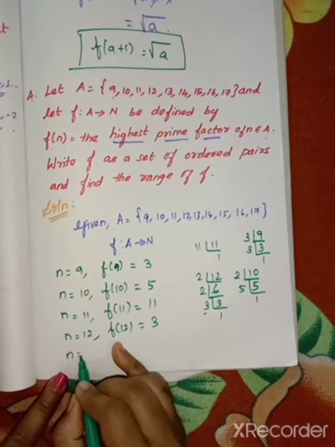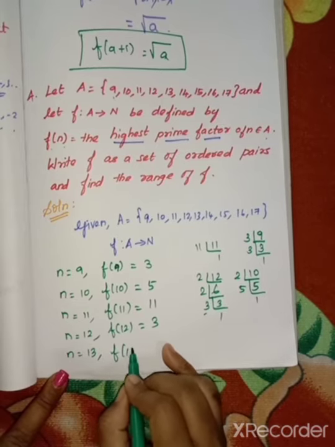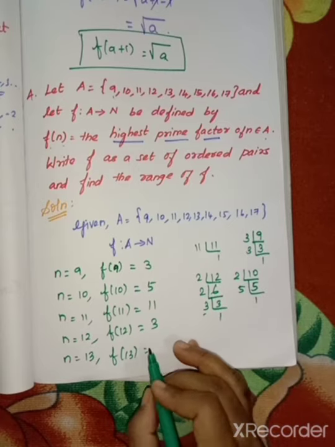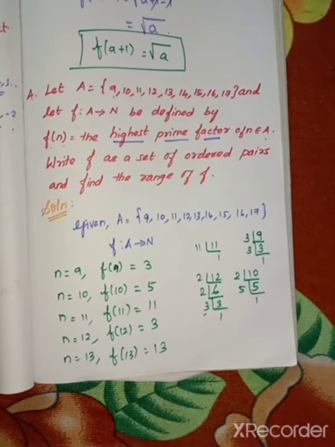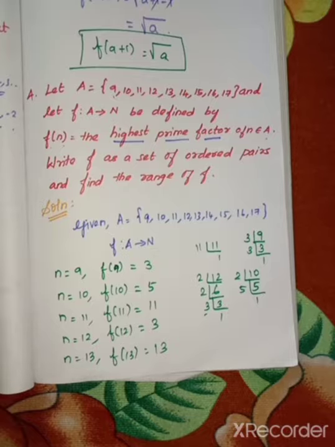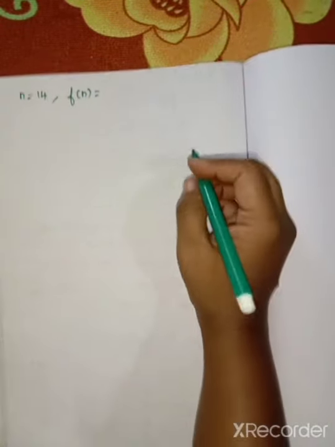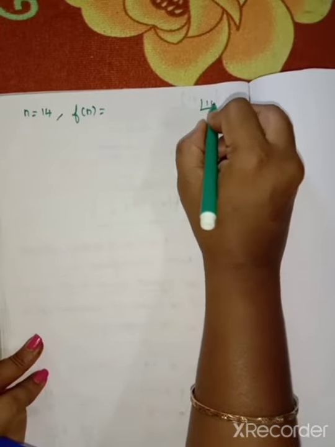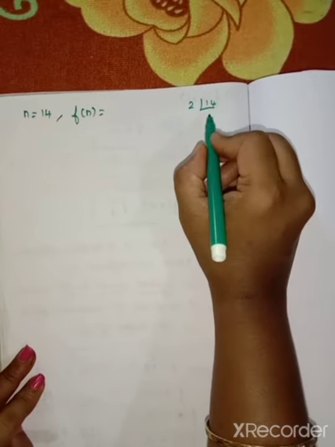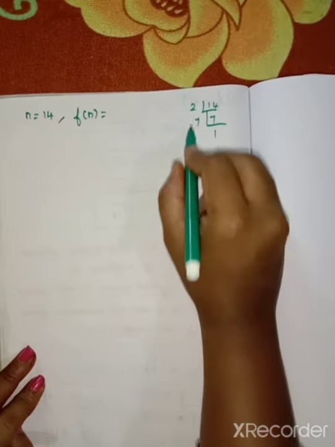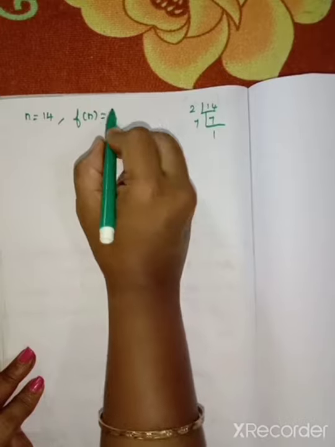Likewise n equal to 13. F of 13. 13 is a prime number, so 13 is 13 itself. So we can write it straightly. Likewise we want to find 14, 15, 16, 17. Now n equal to 14 we want to find. In the 2 table, 7 2s are 14. 7 is a prime number, so 7 itself is the highest one. So 7.